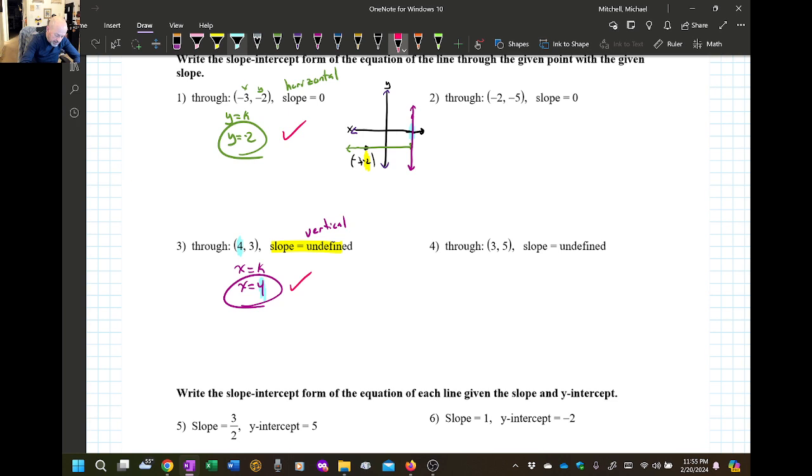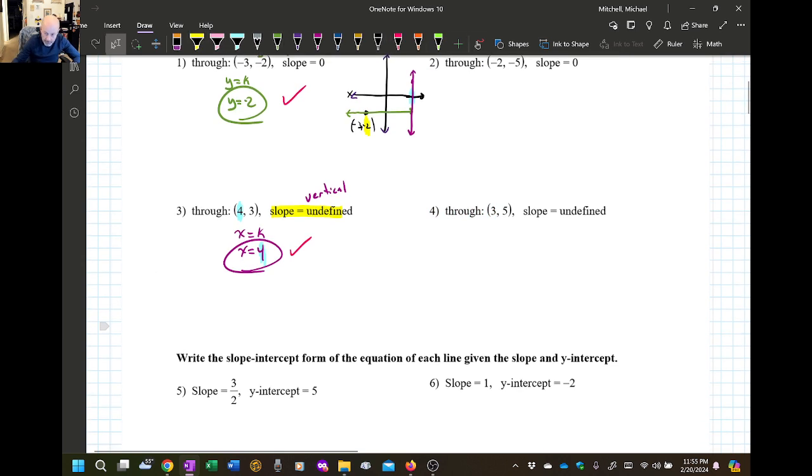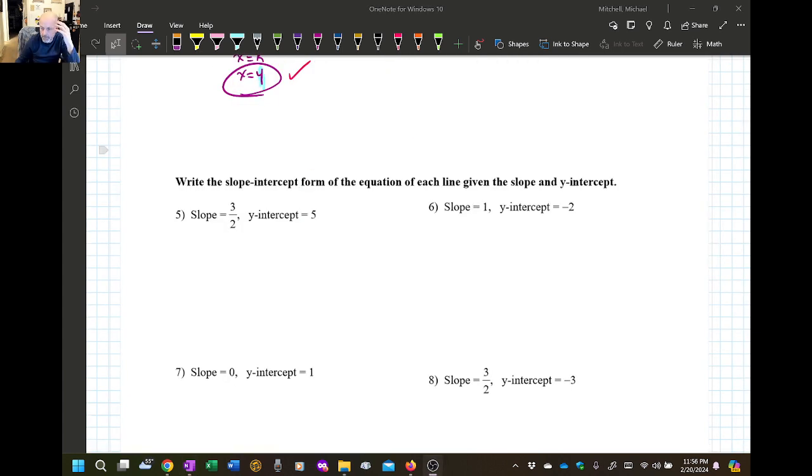You can try numbers 4 and 2 on your own. They're pretty much the same thing. And let's go on to the next one. Okay, let's move on to numbers 5, 6, 7, and 8. Well, these ones we're going to use slope-intercept form. Let's go here. Y equals mx plus b.